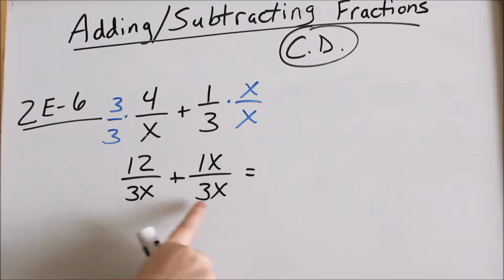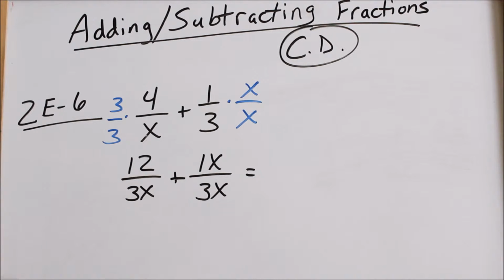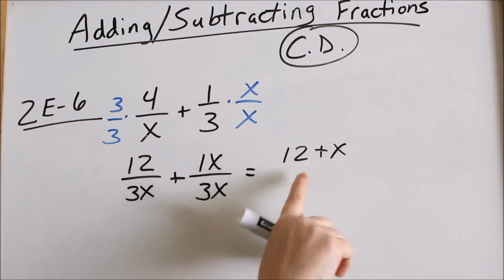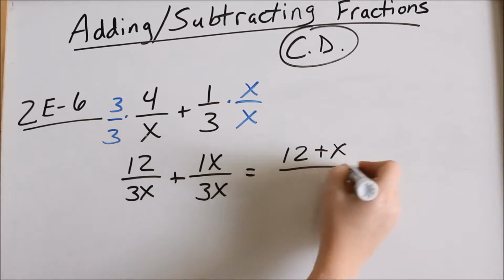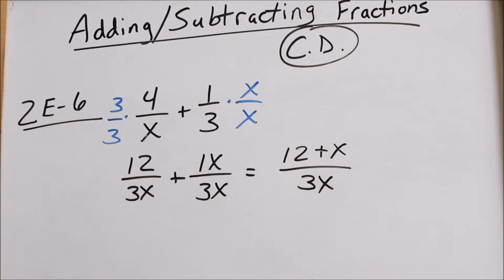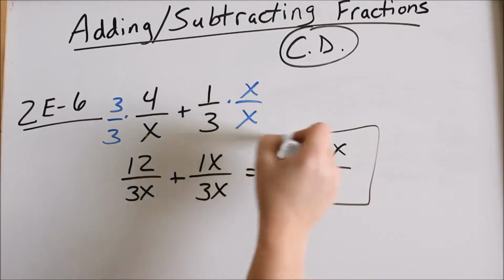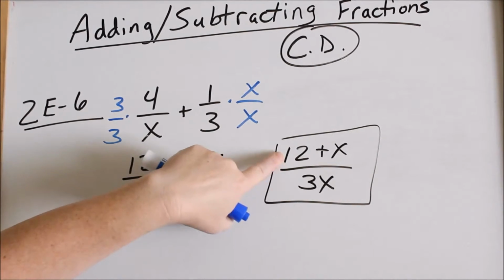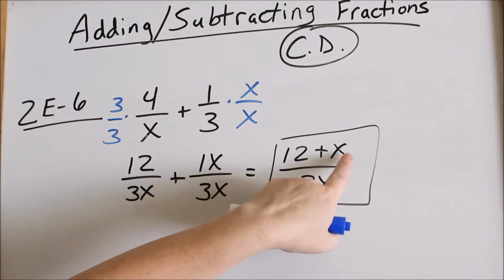Now, once you have a common denominator, you combine your numerators. 12 plus 1x. Can I combine 12 and x? No. So I just write it as 12 plus x, because I can't combine 12 and x, all over 3x. That is your final answer. You cannot cancel 3 and 12, or this x and x.